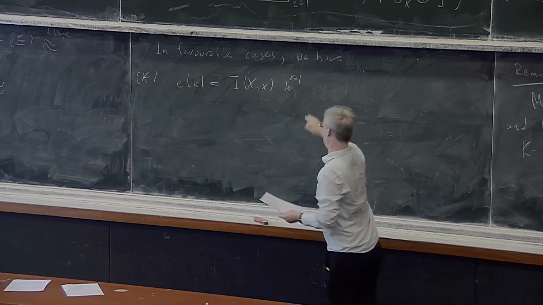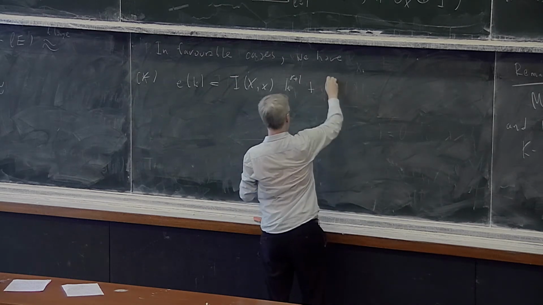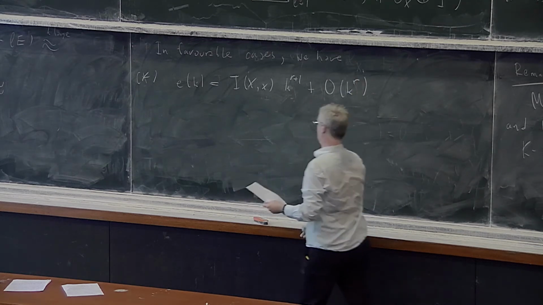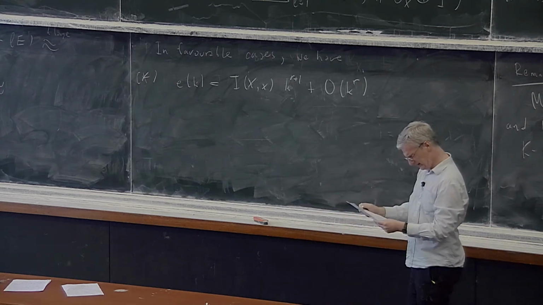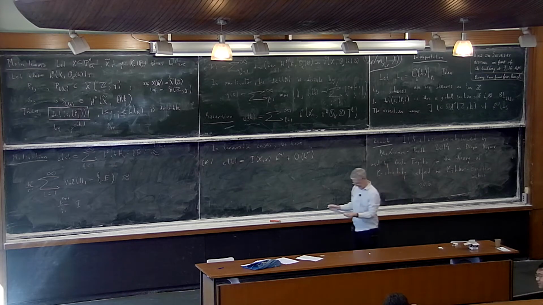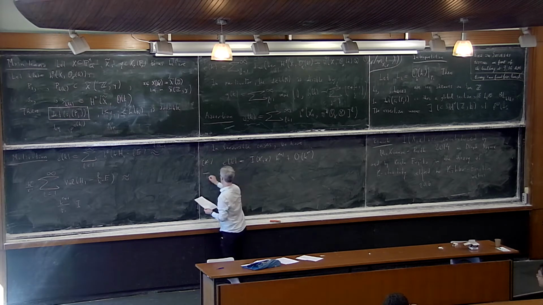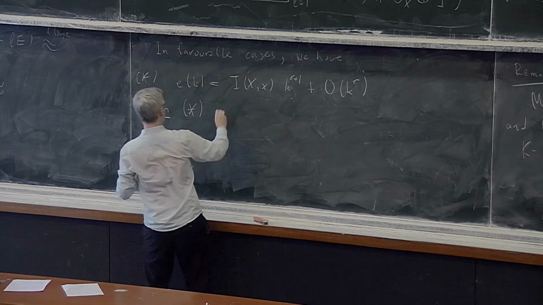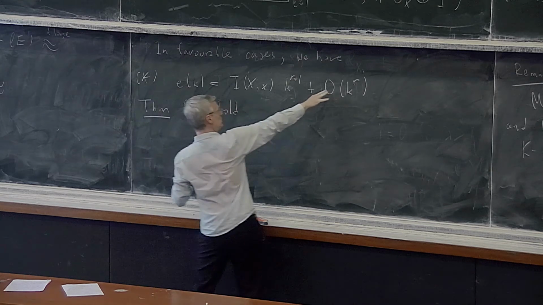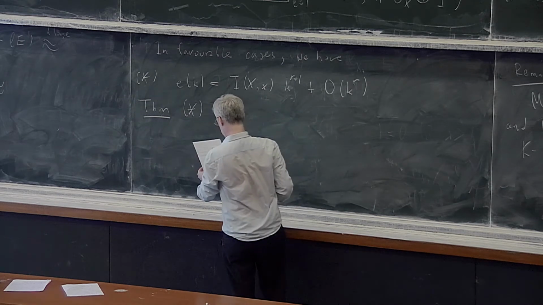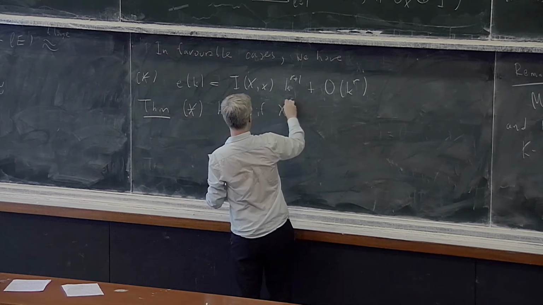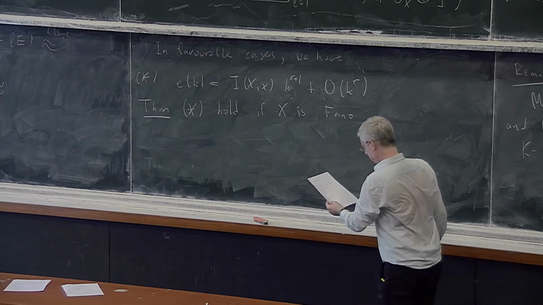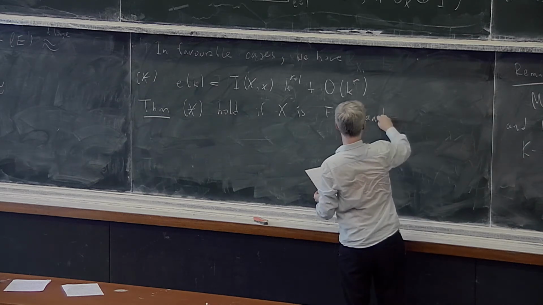I'm a bit tired now. Maybe there is some r factorial here, but that could be sorted out. So I have O of K^r. Maybe there's an r factorial here, but in principle that should be correct. So then I have the following theorem: this star actually holds very uniformly if X is Fano, and H is the anti-canonical divisor here.